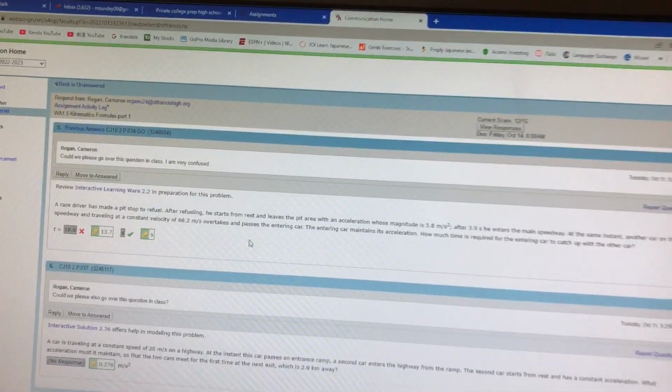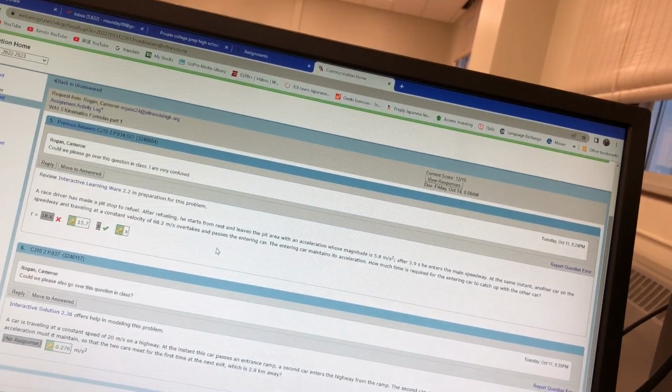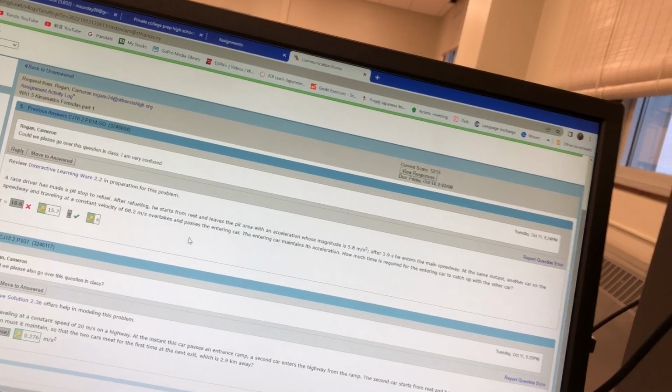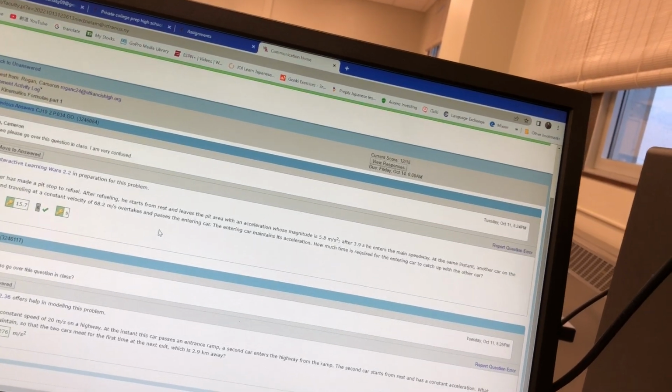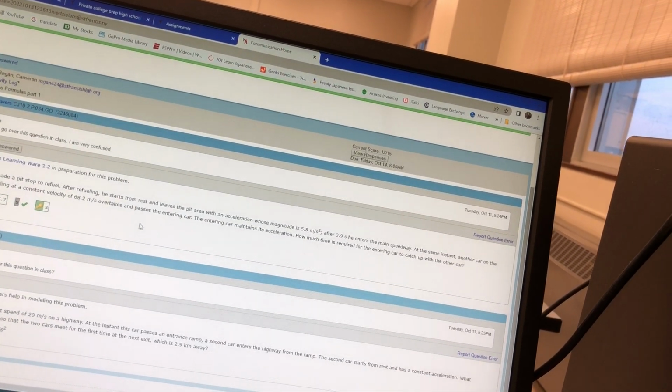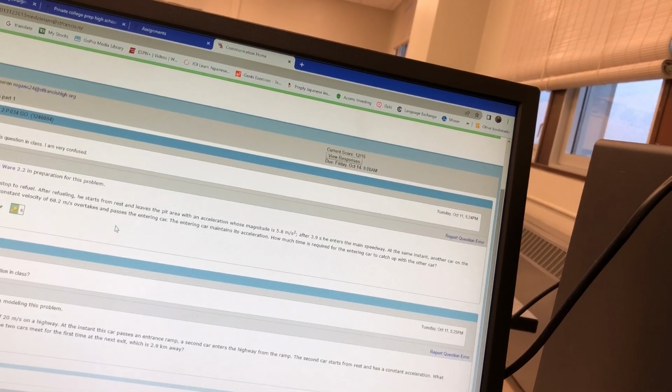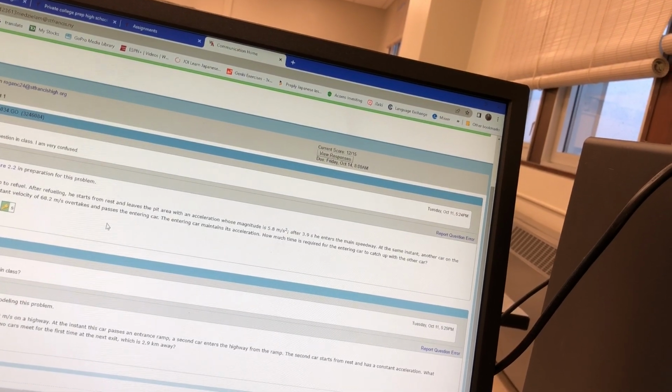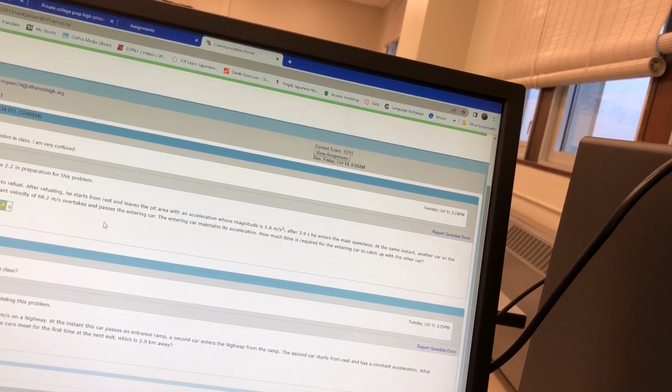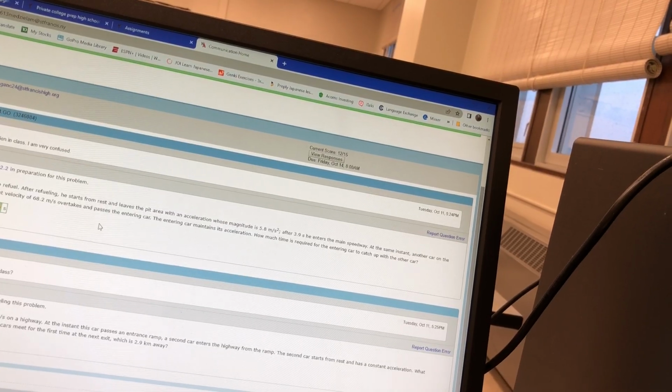Let's take a look at this problem from the WebAssign. A race car has made a pit stop to refuel. After refueling, the car starts from rest and leaves the pit area with an acceleration whose magnitude is 5.8 meters per second squared. After 3.9 seconds, he enters the main speedway.